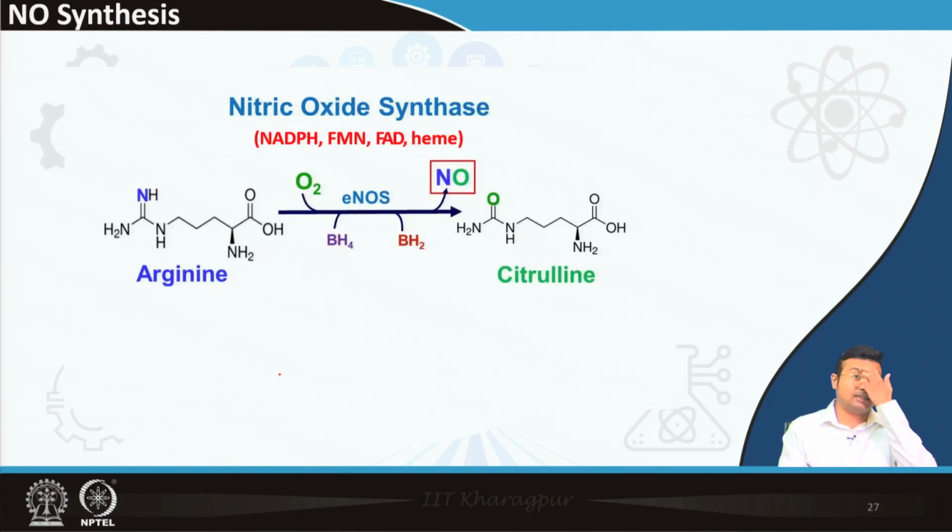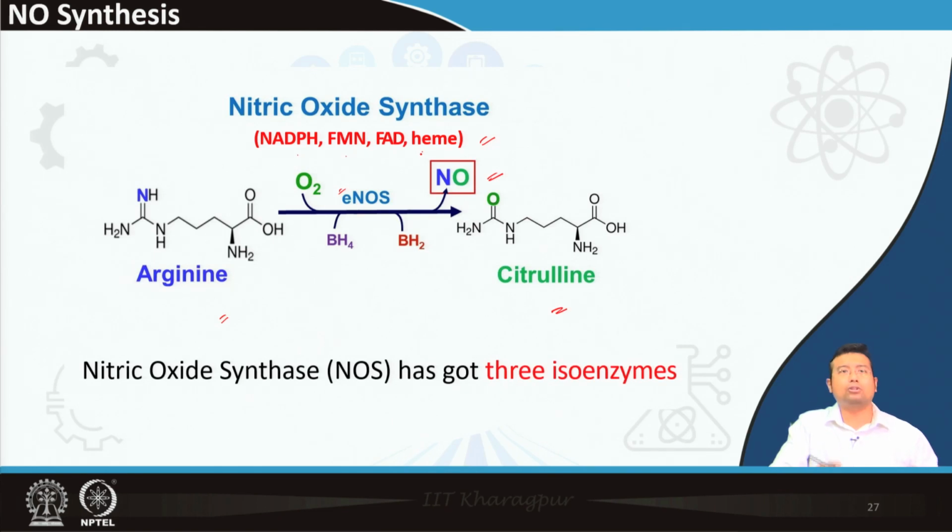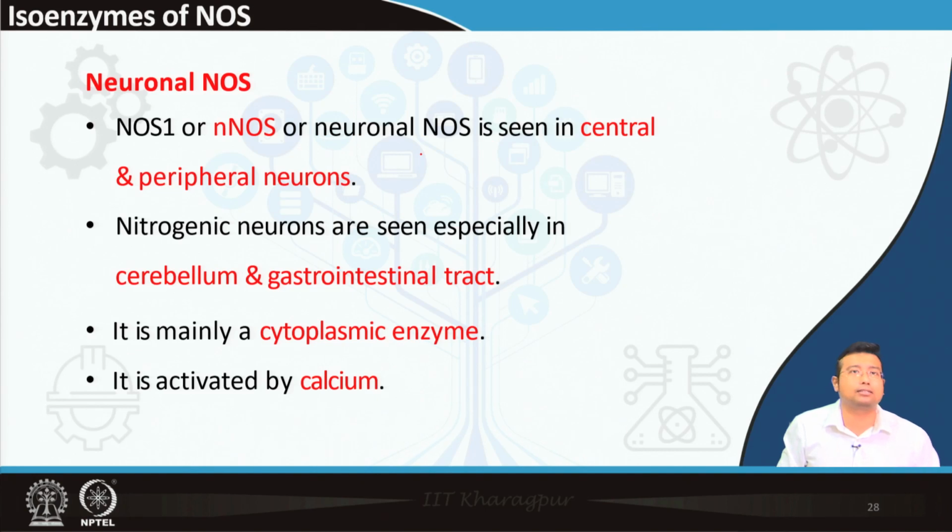So, this is the reaction where nitric oxide is synthesized. The arginine is converted to another atypical amino acid, that is citrulline, and oxygen is converted to nitric oxide. Why is it eNOS? I will tell you very soon. And these are the cofactors: oxygen, NADPH, FMN, FAD and heme. So, this nitric oxide synthase has 3 isoenzymes. Let us discuss them one by one.